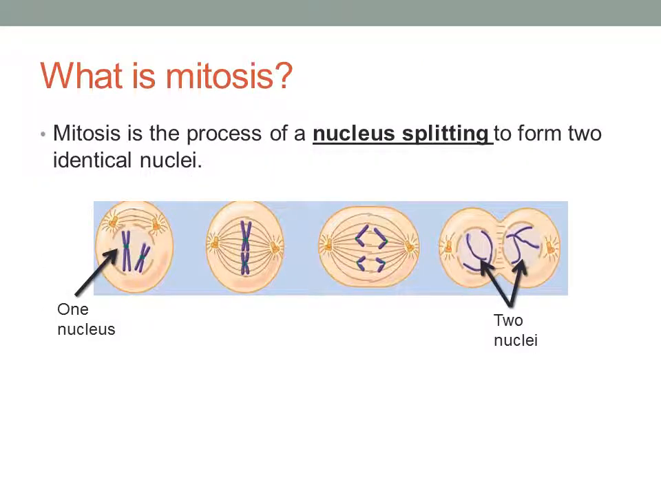The next topic we'll go over is what is mitosis? So mitosis is the process of a nucleus splitting to form 2 identical nuclei. When we want to make new identical cells, we need to replicate the nucleus first. So you see on the left, at first the cell only has 1 nucleus, and by the end, it'll have 2 nuclei. This is a process called mitosis.